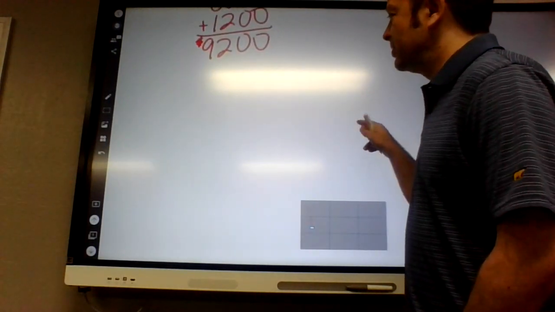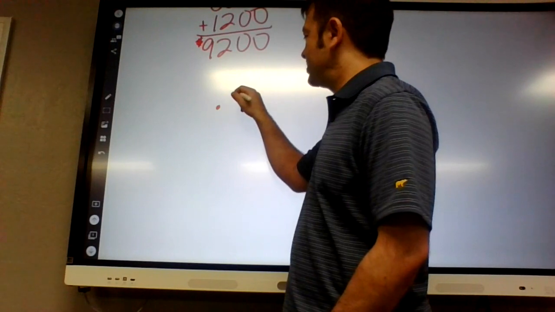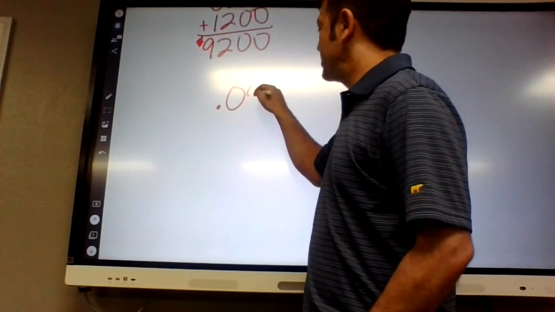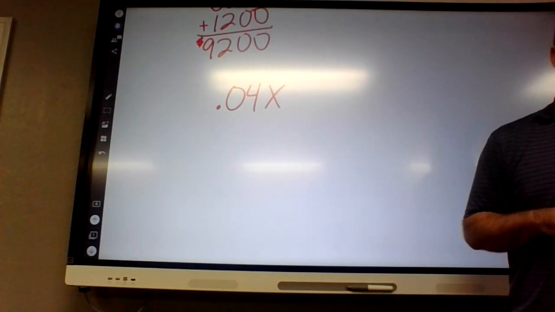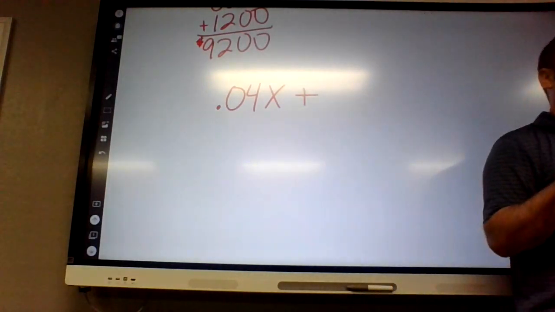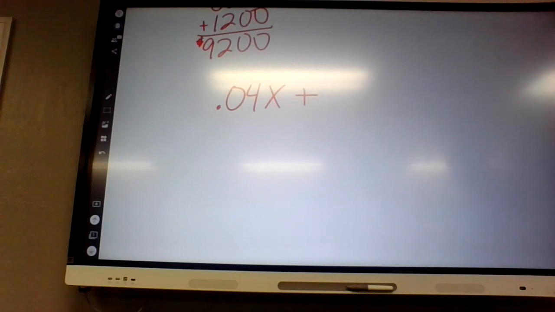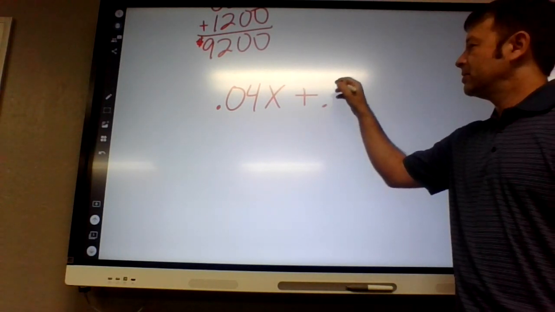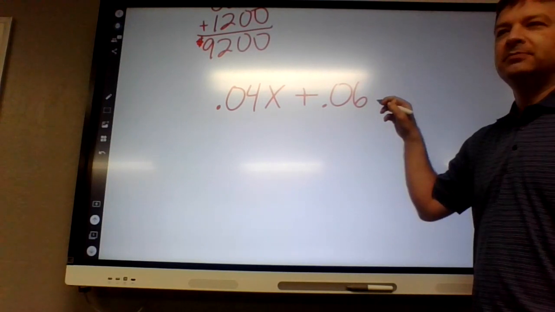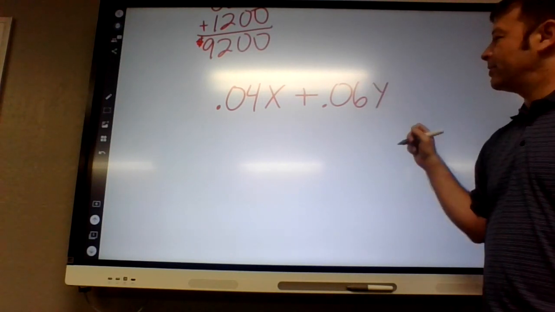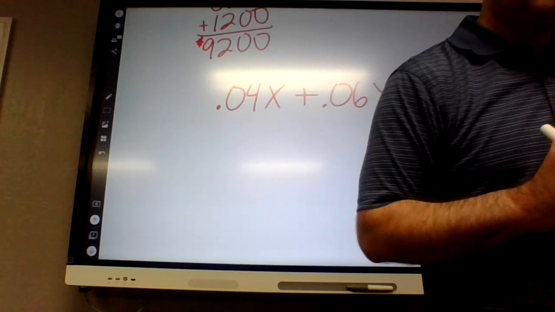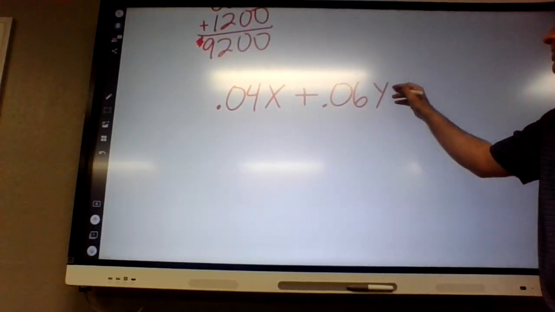So he got 4% from his first investment. What's 4%? 4% of, and I don't know what his first investment is, so I can call it X. Plus, he's going to get 6% from his second investment. So how could I write that? 6% of his second investment. I don't know what that is either, so okay, I'll call it Y for now. Altogether, his interest should come to $800. So these two together should be $800.